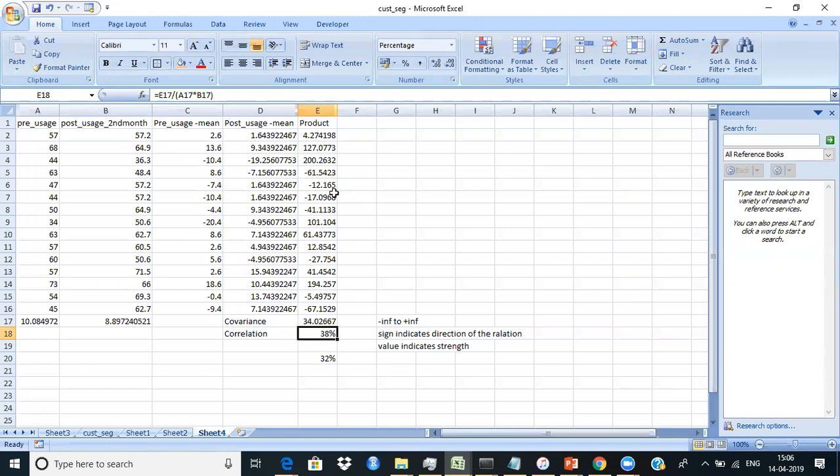Makes sense? Okay. Sir, I have a question. I'm sorry, I mean, it's a basic one, but I couldn't understand it. Why do you find the product? Why have you multiplied pre-usage and the post-usage? I'm sorry, I couldn't get it.